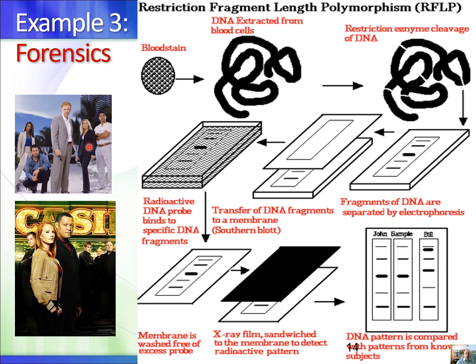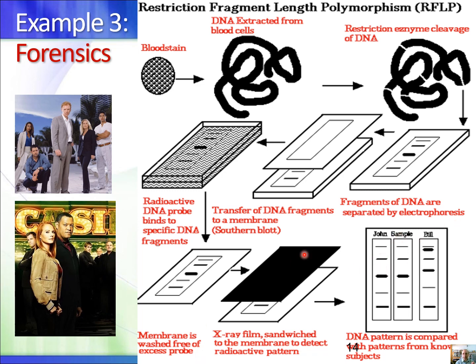Probably it's not used anymore. But basically, it's used for crime scene investigation. And the idea here is that if there is a blood stain, you can isolate DNA from this stain, and you can do RFLP: fragmentation, separation by electrophoresis, transfer to a membrane, and add a probe that is specific to certain DNA fragments, and then you can see the profile.